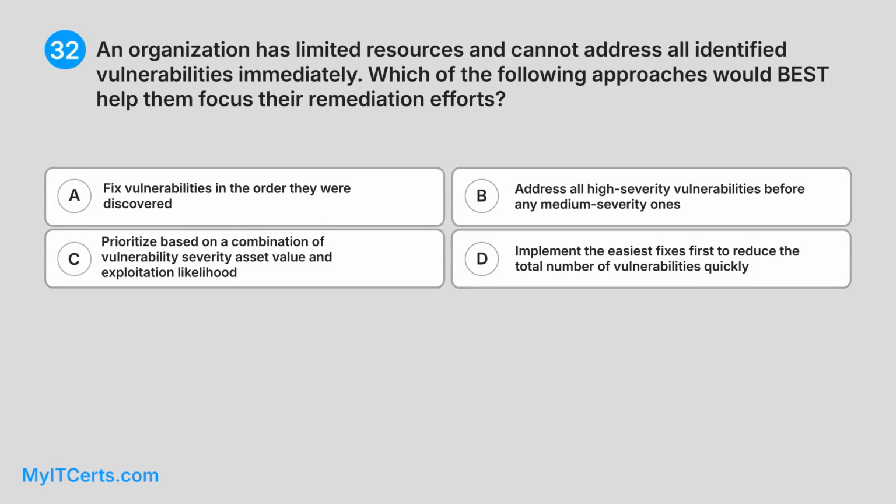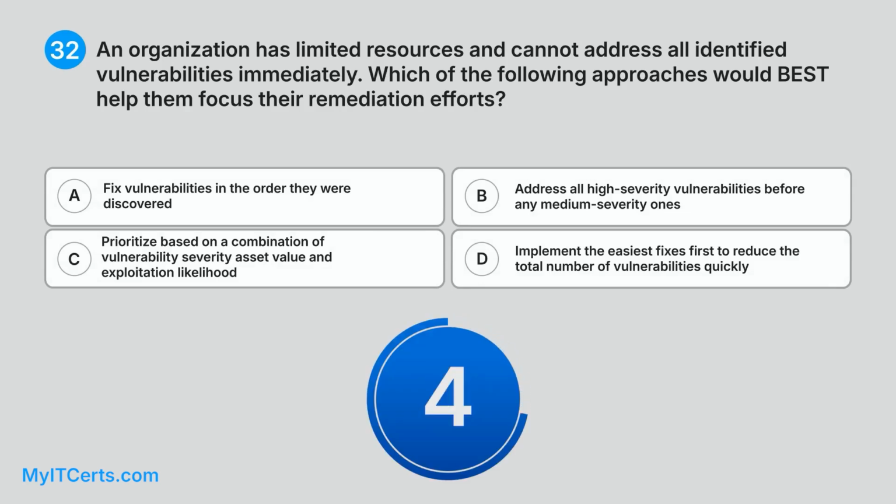32. An organization has limited resources and cannot address all identified vulnerabilities immediately. Which of the following approaches would best help them focus their remediation efforts? A. Fix vulnerabilities in the order they were discovered. B. Address all high-severity vulnerabilities before any medium-severity ones. C. Prioritize based on a combination of vulnerability severity, asset value, and exploitation likelihood. D. Implement the easiest fixes first to reduce the total number of vulnerabilities quickly. Can you guess the answer?